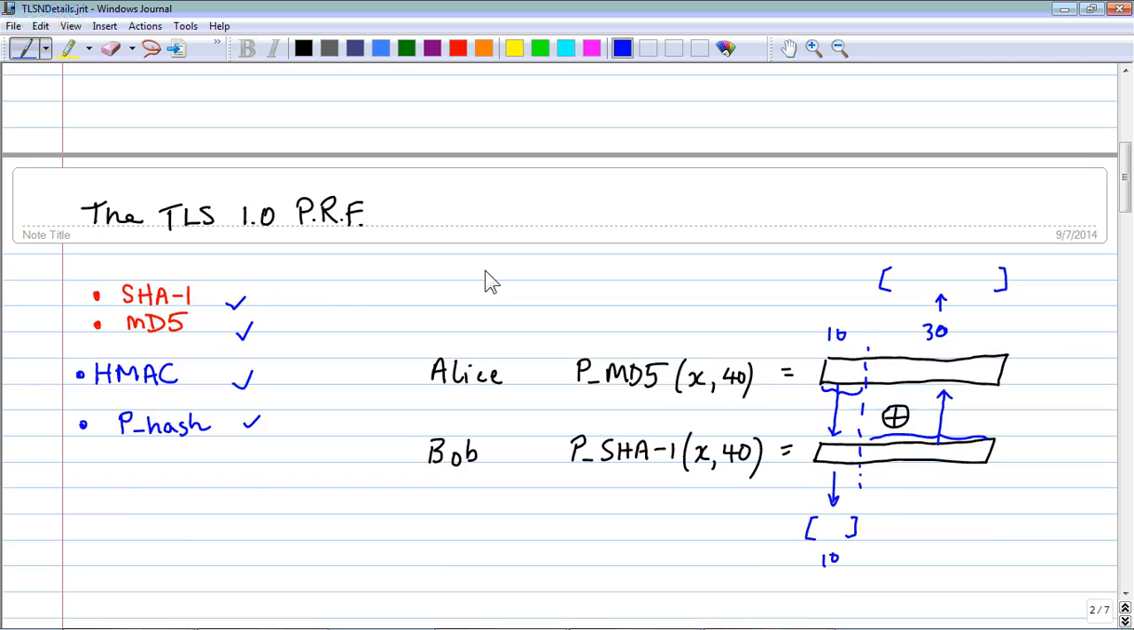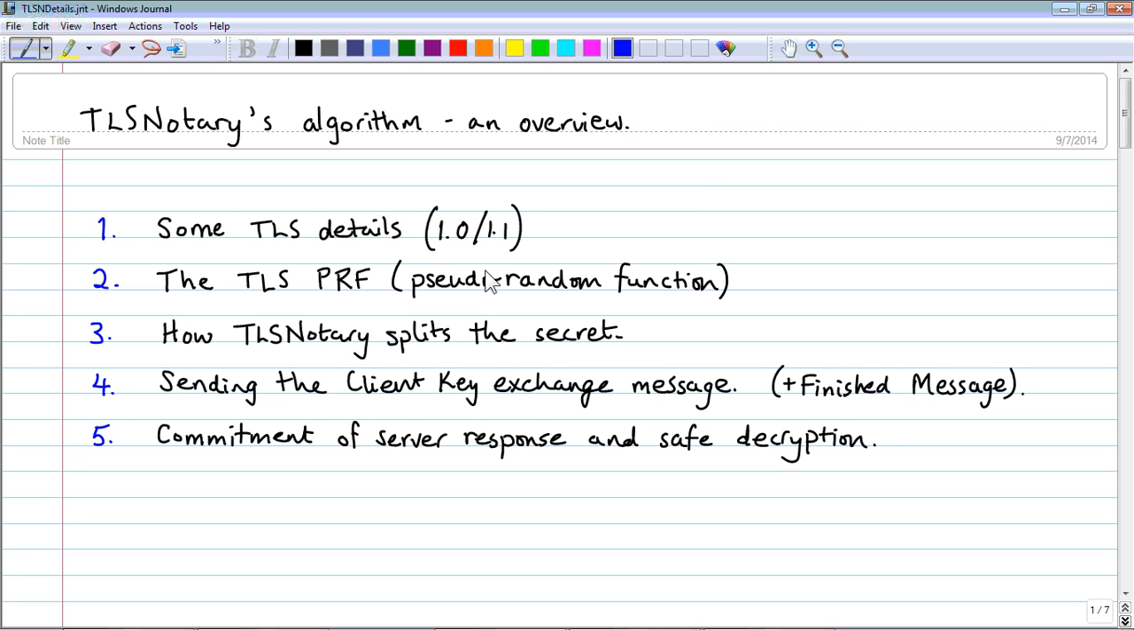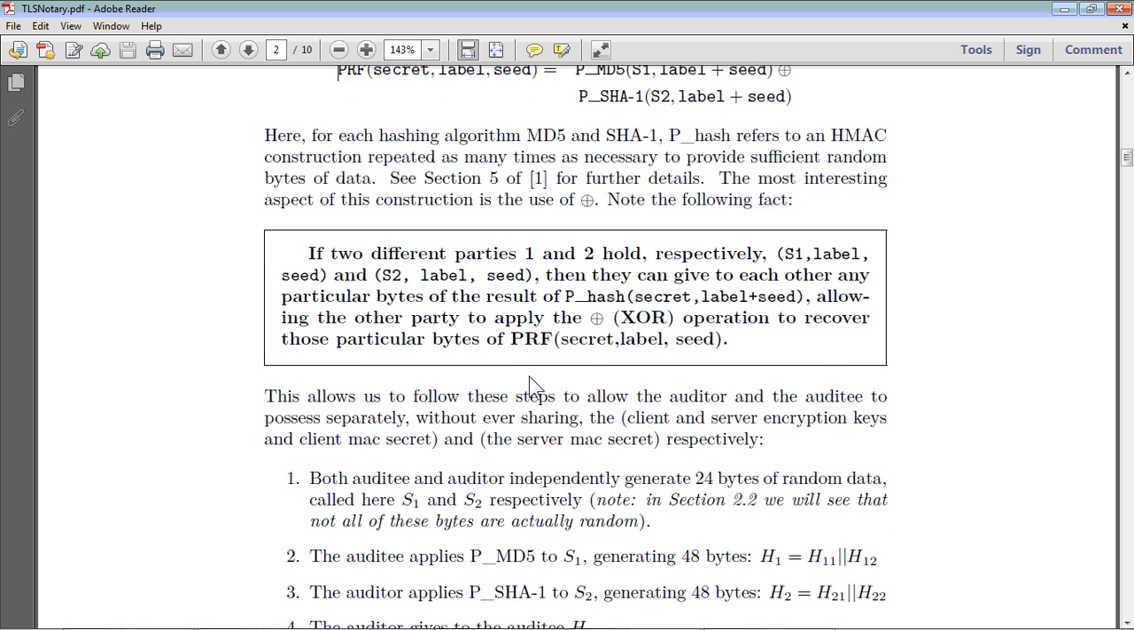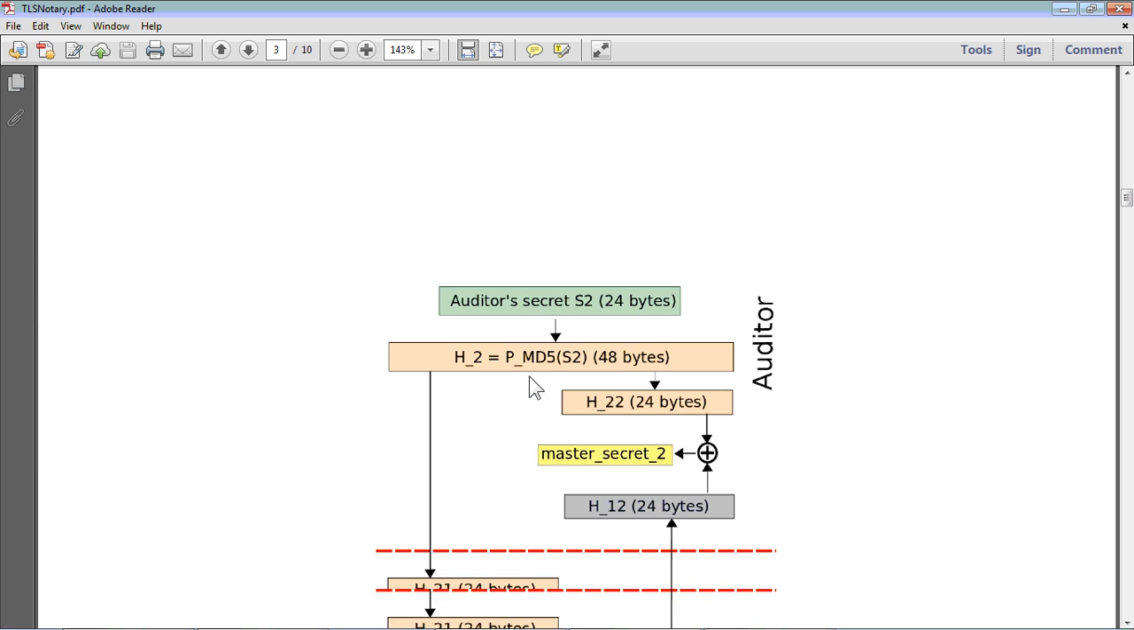So let's just take a step back for a moment. At the moment we already have covered the basic concepts of TLS1, and we very briefly looked at the PRF, although you'd really need to read it in a bit more detail to understand it better. Now, how does TLSNotary split the secret? This is complicated enough that I think I'm better off just sticking with the diagrams I've already drawn.